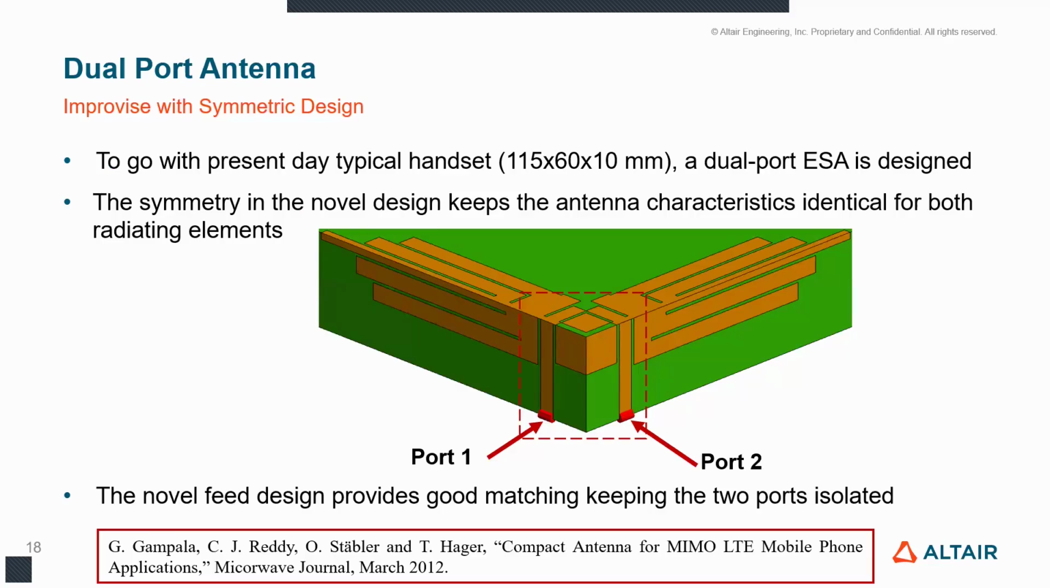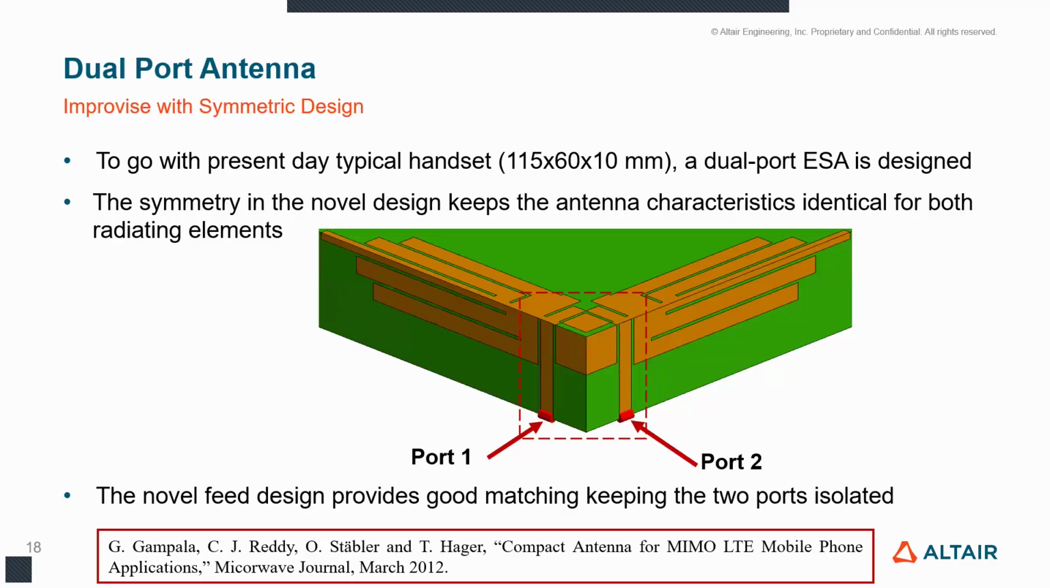In that design from the literature, it's not a symmetric design, but we are trying to come up with a new design, which is perfectly symmetric, so that the antenna characteristics will be identical for both the radiating elements. And because of the orientation, the 90 degrees separation between them, there is a spatial separation. So obviously that will help with the isolation between the antennas.